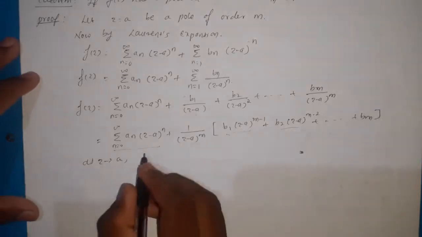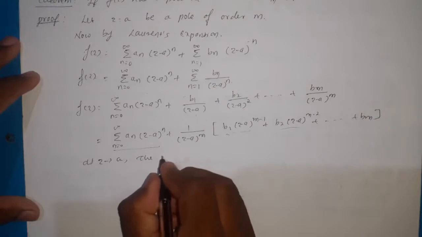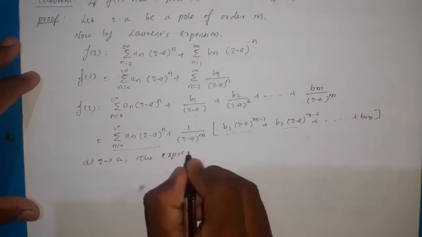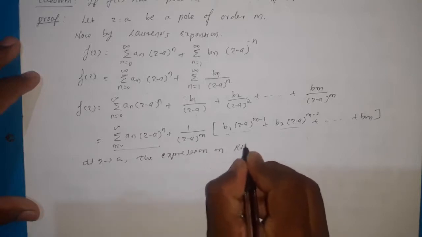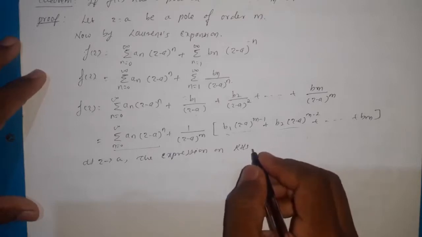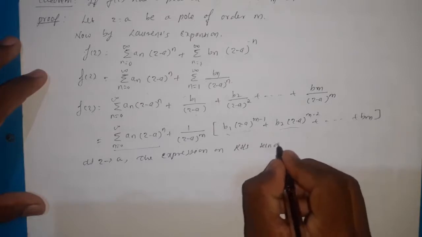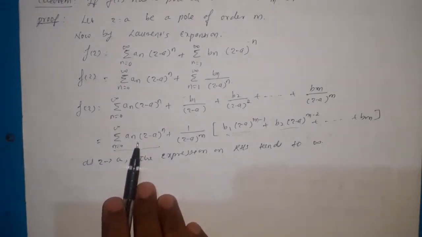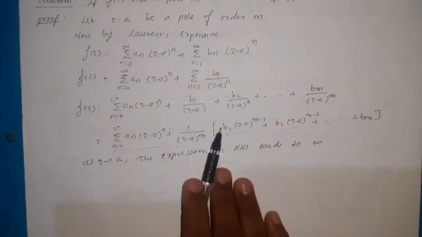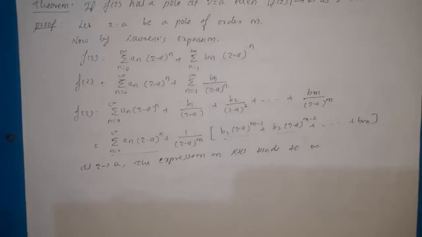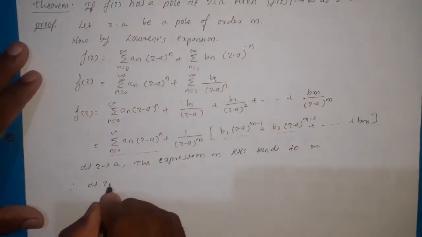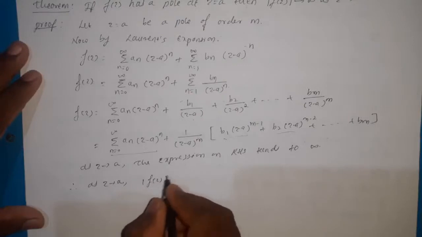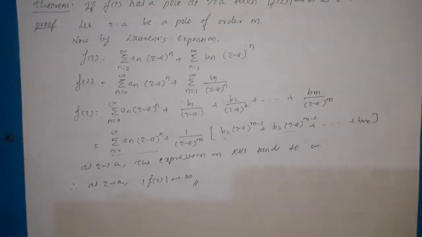So now as z tends to a, the expression on the RHS tends to infinity, because the first term is equal to 0, the whole bracket becomes bm, and the denominator becomes 0. So bm divided by 0 means it tends to infinity. Therefore, as z tends to a, |f(z)|, the magnitude of that function, tends to infinity, which is the required proof of the theorem.